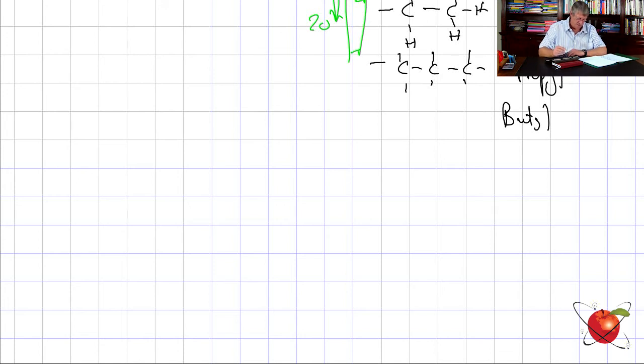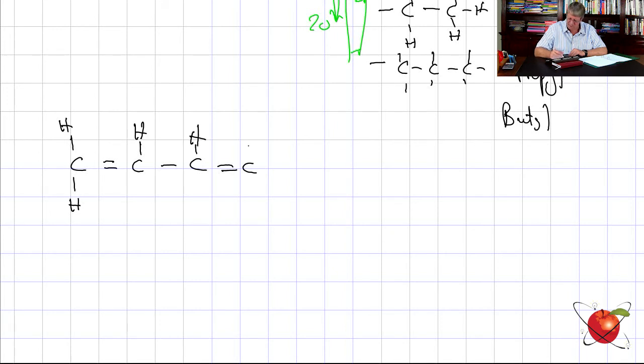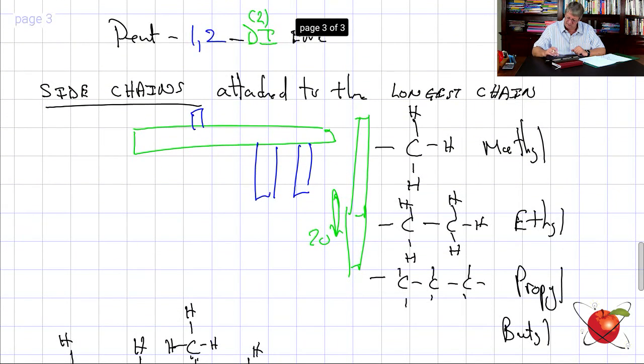How do we number this? So I want to draw C double bond C, single bond C, double bond C, and I'm going to put my hydrogens in. I can have 2 hydrogens here, 1 hydrogen there, 1 hydrogen there, and I've got to have 2 hydrogens over there. Now that's the basic makeup, but on this one, instead of there being a hydrogen added there, we added a side chain.